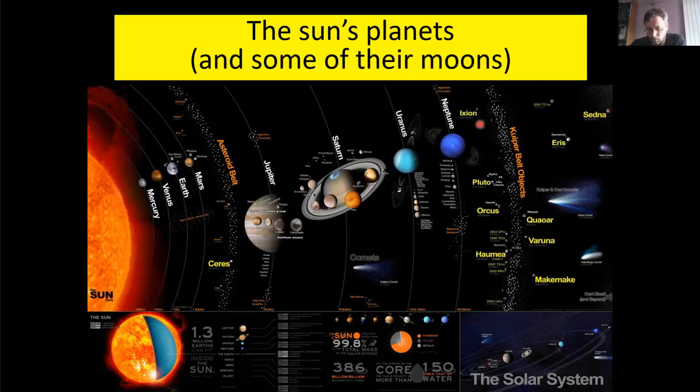And then of course all these dwarf planets, so Ceres in the asteroid belt, but Ixion, Pluto, Orcus, Haumea, Quaoar, Varuna, Makemake, Eris, Sedna. So quite rich by now. And we go have now a look through. Of course this here is not to scale.